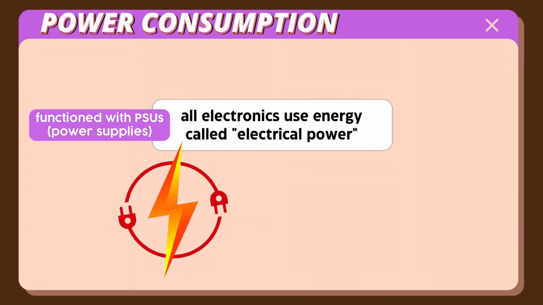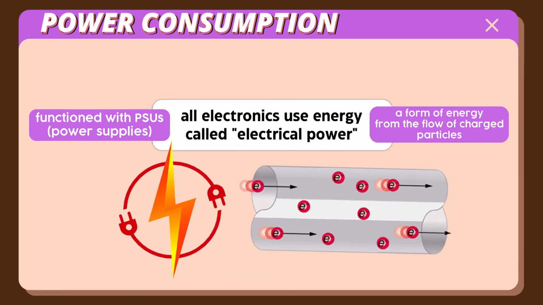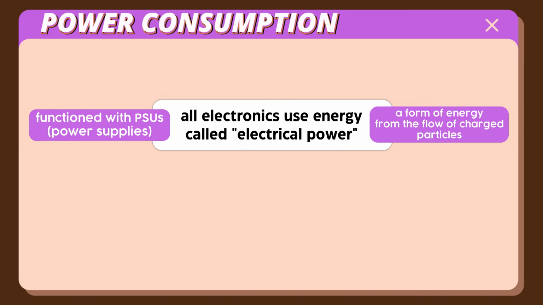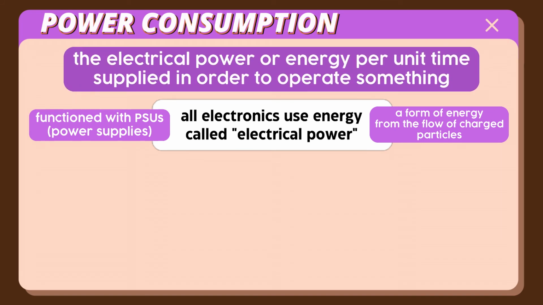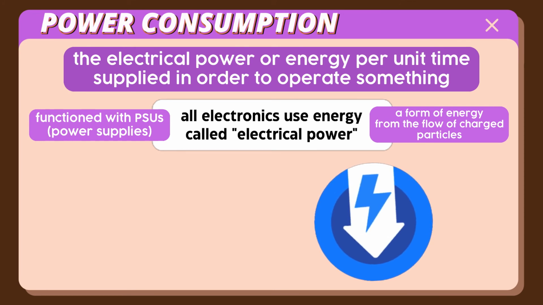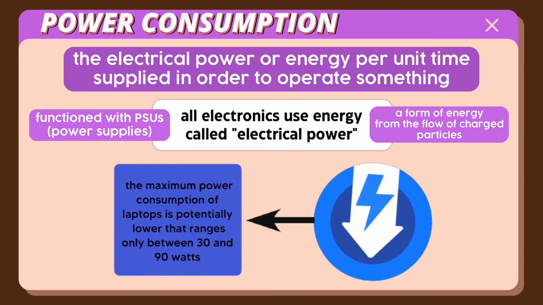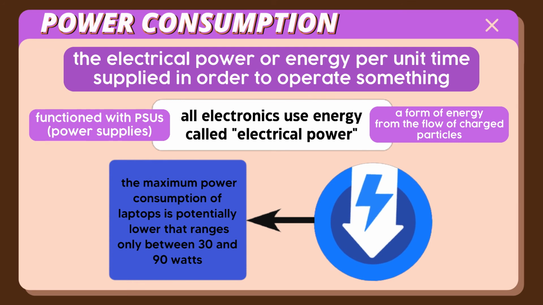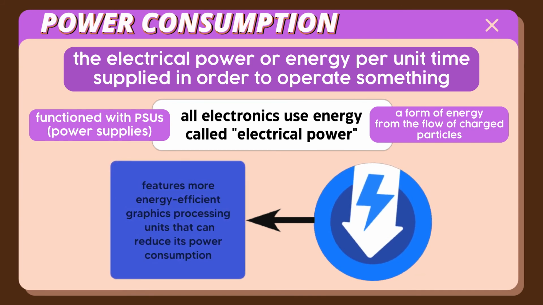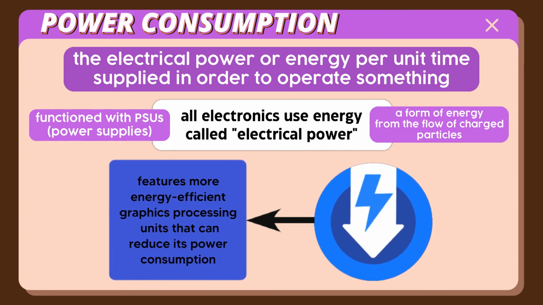With this, electrical power in these power supplies is a form of energy that results from the flow of charged particles. Moreover, the electrical power or energy per unit time supplied in order to operate something is then called the power consumption, and upon researching, the maximum power consumption of laptop computers is potentially lower because they feature smaller power supply that ranges only between 30 and 90 watts. Also, some laptop computers feature more energy-efficient graphic processing units that can reduce its power consumption.